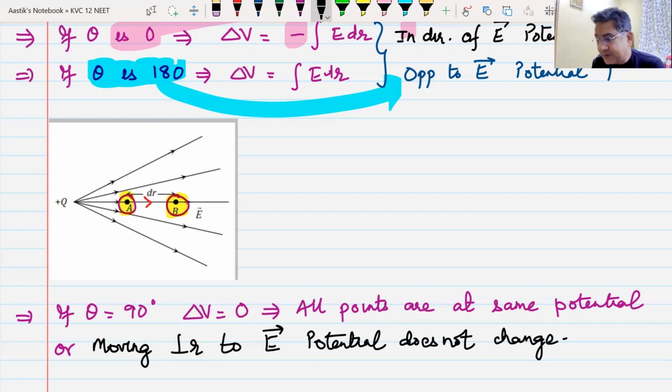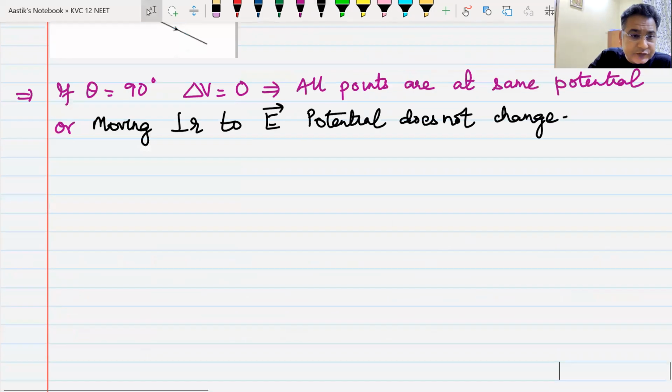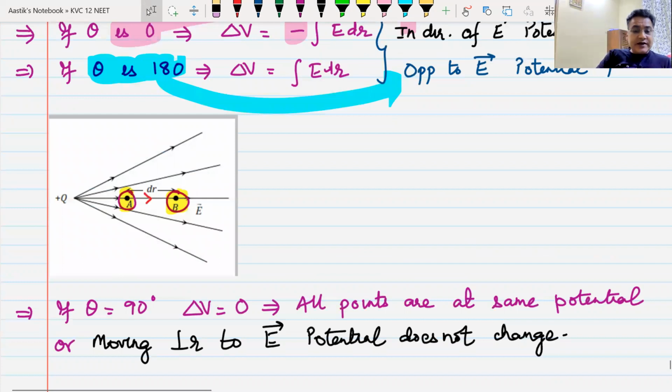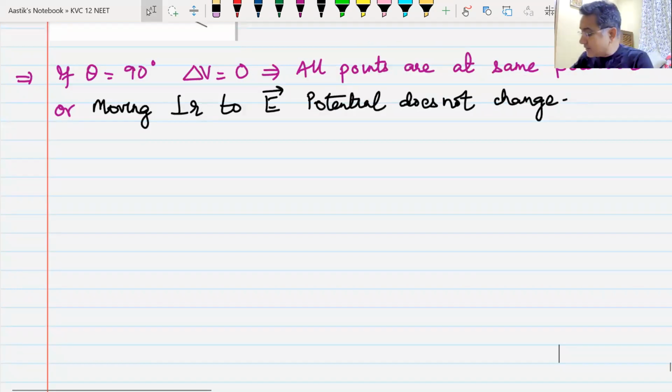Do we understand this? If you are moving from a point perpendicular to the electric field, then potential will not change. It will remain constant. Now, when potential remains the same, those points will lie on something which we call an equipotential surface. So that is the next heading, equipotential surface.